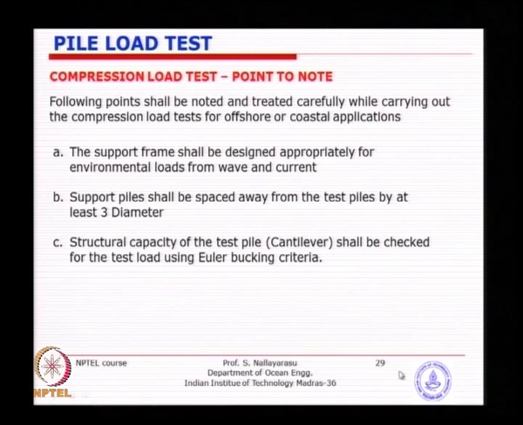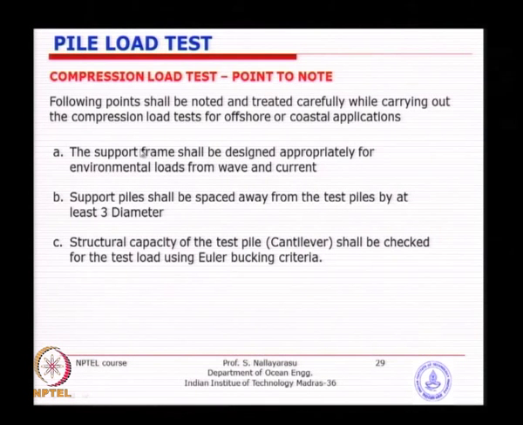So what are the things that we need to note down when you are doing a compression load test? The support frame needs to be designed appropriately, because you have such a large weight to be placed. Support piles need to be placed away by 3 diameters, so if you have a 2 meter diameter pile, you need to go either side 3 times 2 meters, 6 meters. So the frame becomes almost 12 by 12 or 15 by 15.